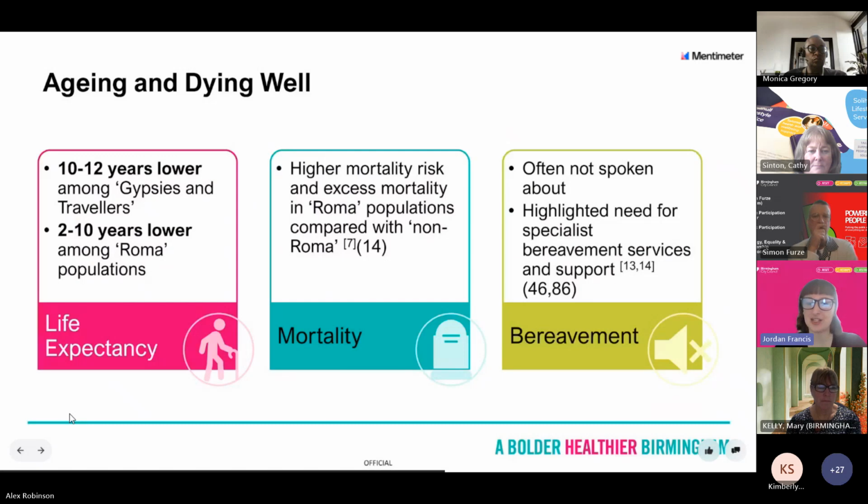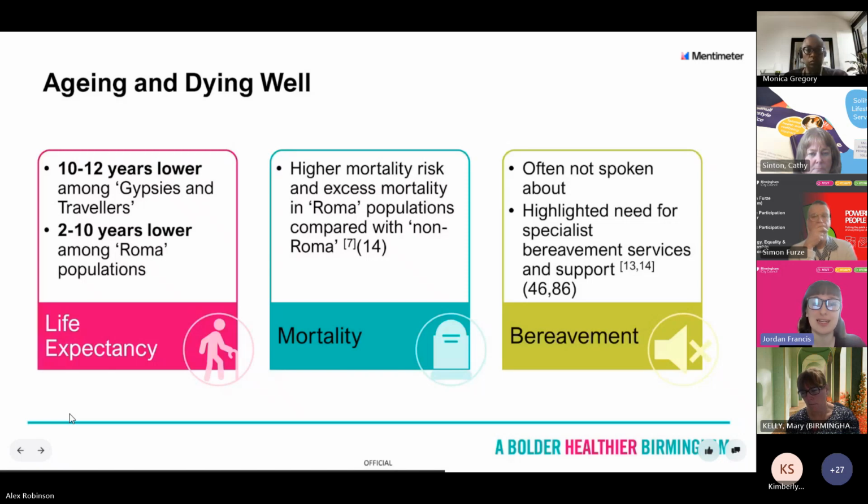When we look at overall ageing and dying well, the life expectancy in the UK compared with the general population: because of all of these experiences of education and housing and those wider determinants, the barriers to accessing healthcare, especially preventative healthcare, actually lead to lower life expectancy. This is up to 10 to 12 years lower in Gypsy and Traveller populations and 2 to 10 years lower among Roma populations. So we're looking at a difference of a decade of life experience based on these health inequalities, really compounding health inequalities.